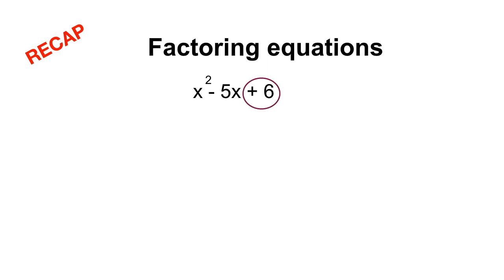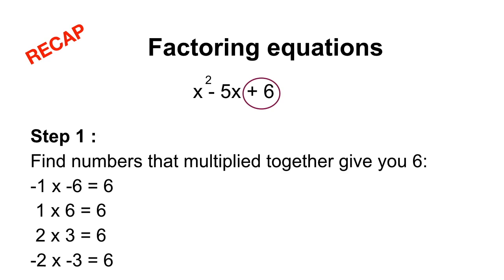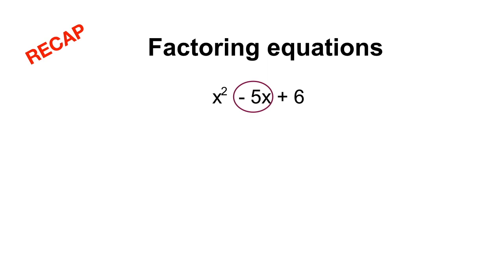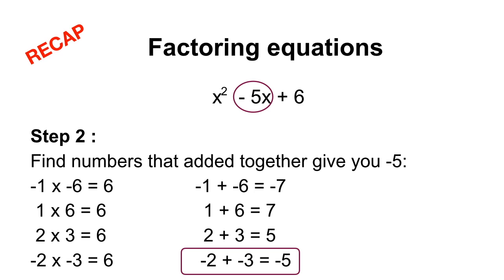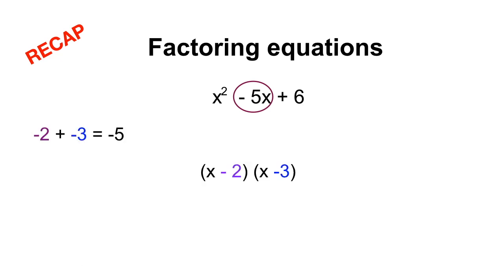So first of all, you're going to get the number, find out all the factors that, multiplied together, would give you plus 6. Okay, so those are the factors of 6. And then you want to look at those numbers, and when added together, they should give you minus 5. Okay, so if we do it like that, in this example, the two numbers would be minus 2 and minus 3. Okay, so that would be the two numbers, the two factors.